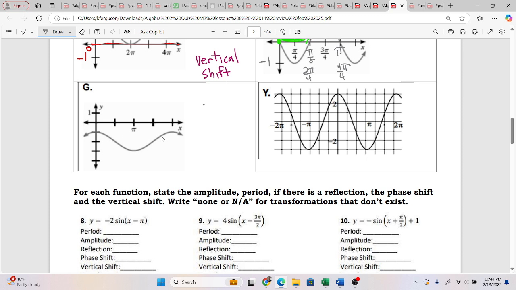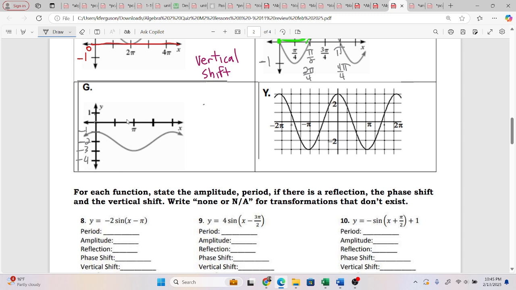And my midline is somewhere down here. So let's count our units first. From 0 to this one, that's only 1 unit. So that means these are 1 unit. So that's -1, -2, -3, -4.